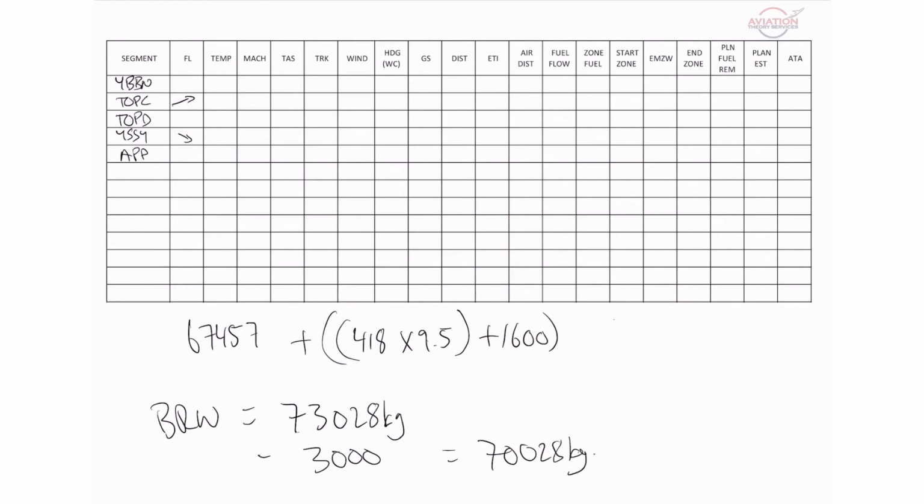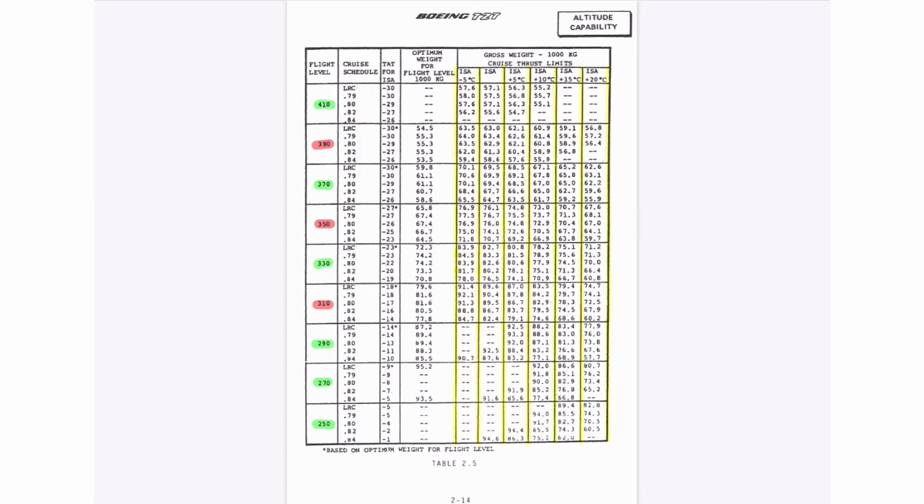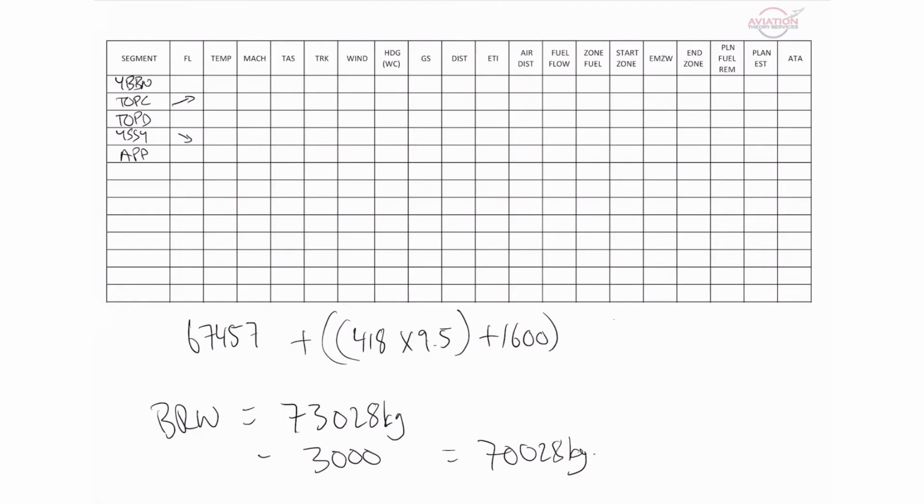So let's check 2-14, make sure we can actually achieve it. Looking at flight level 350, Mach 0.8 row on the ISA column, because it looks like the ISA deviation at that level is plus 1. It says we have to be at or less than 76 tons. We're actually expecting to be about 70 tons, so we're quite dramatically less than that. So we don't have to check climb figures, and we can definitely achieve flight level 350. So it looks like 350 is going to be the altitude for us.